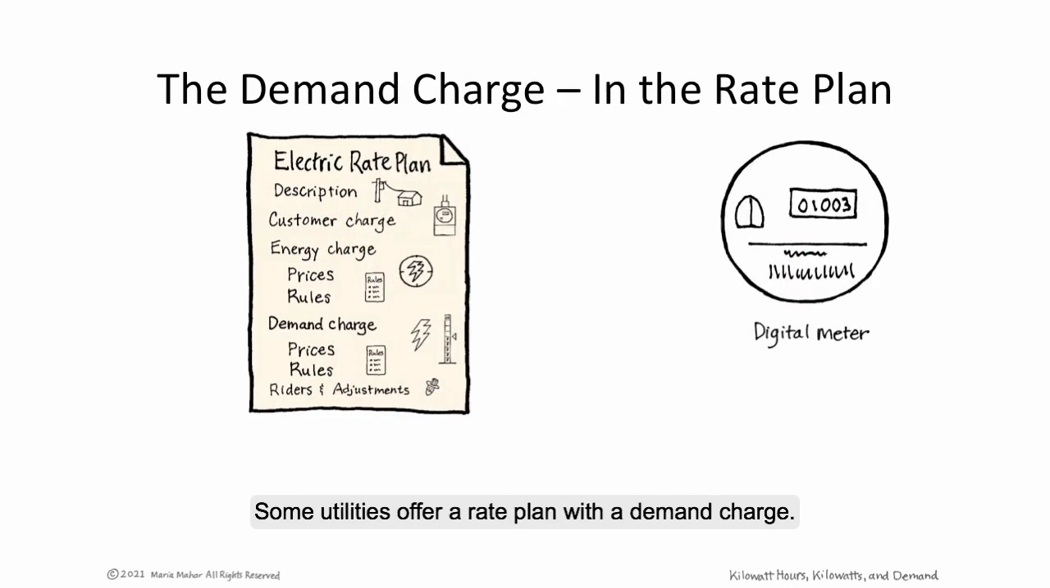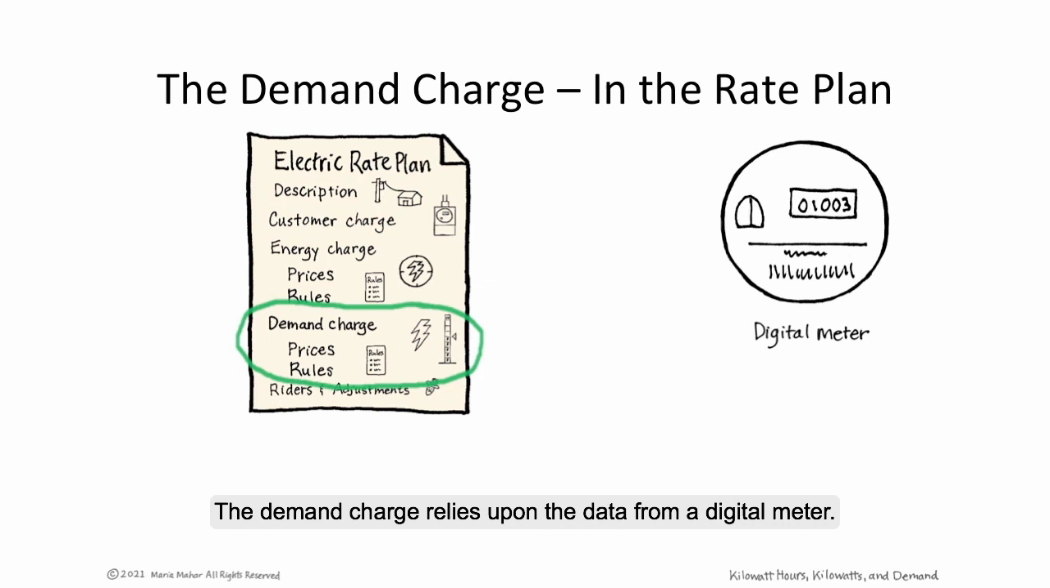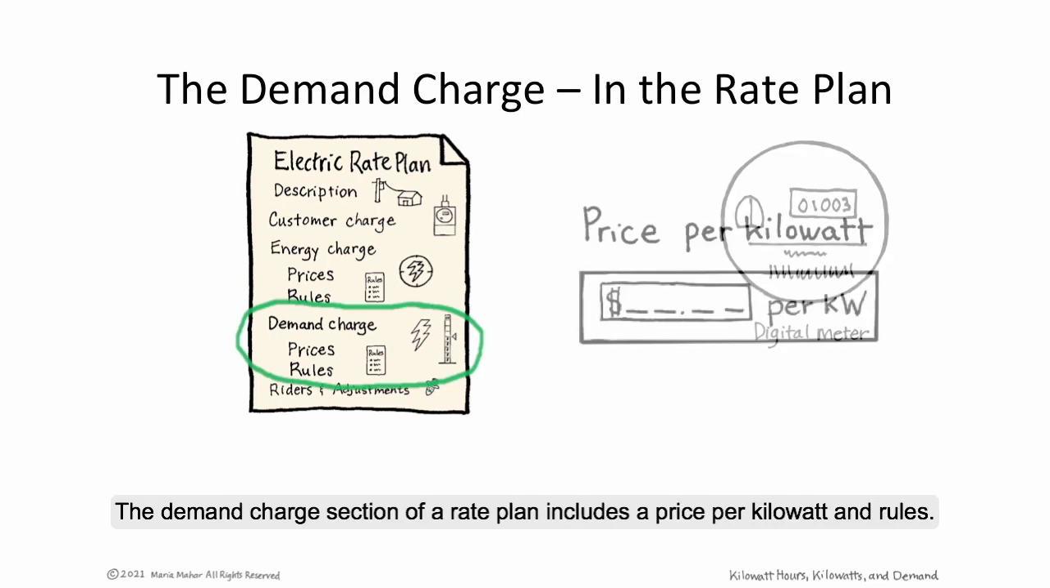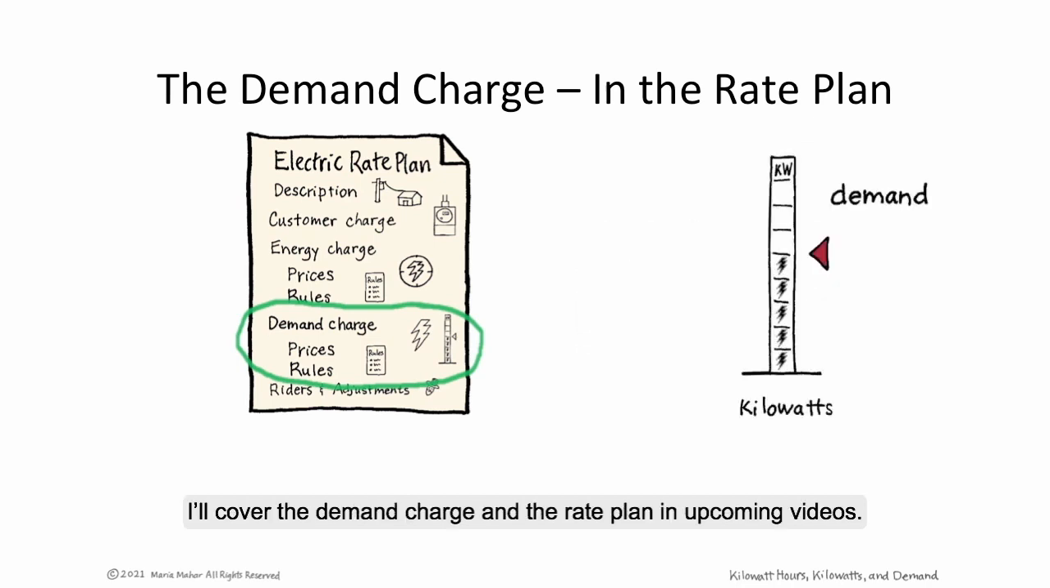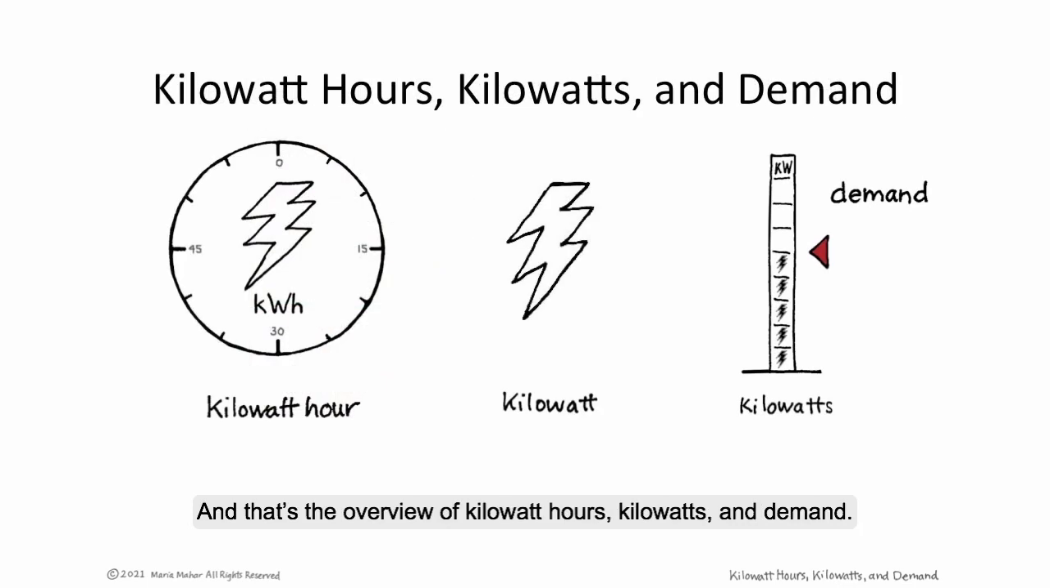Some utilities offer a rate plan with a demand charge. The demand charge relies upon the data from a digital meter. The demand charge section of a rate plan includes a price per kilowatt and rules. I'll cover the demand charge and the rate plan in upcoming videos. And that's the overview of kilowatt hours, kilowatts, and demand.